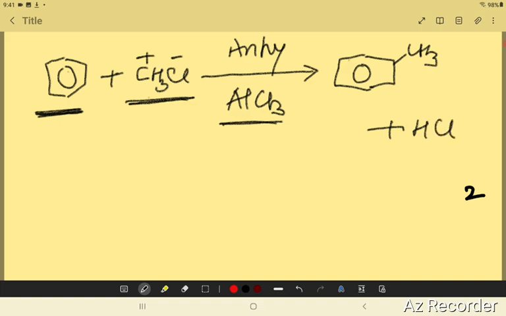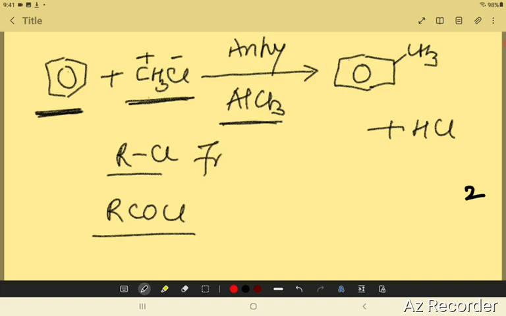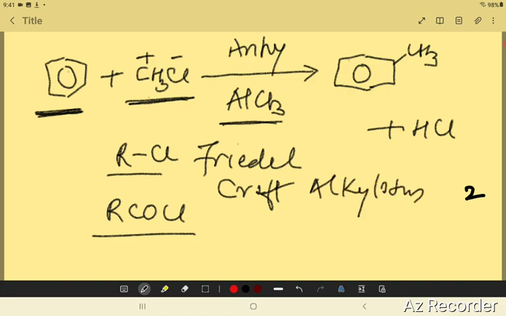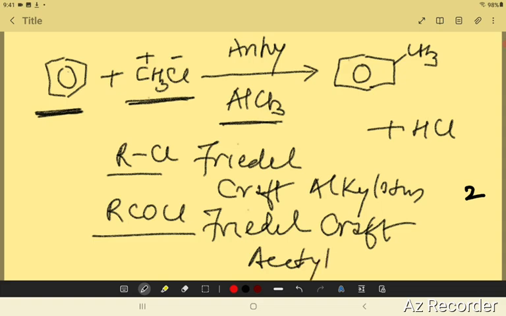There are 2 types of Friedel-Crafts reaction. In one reaction we utilize alkyl halide, that means RCl, and in the other reaction it is acyl halide, RCOCl. When you are using the alkyl halide, it is called Friedel-Crafts alkylation, while the other one is called Friedel-Crafts acylation.